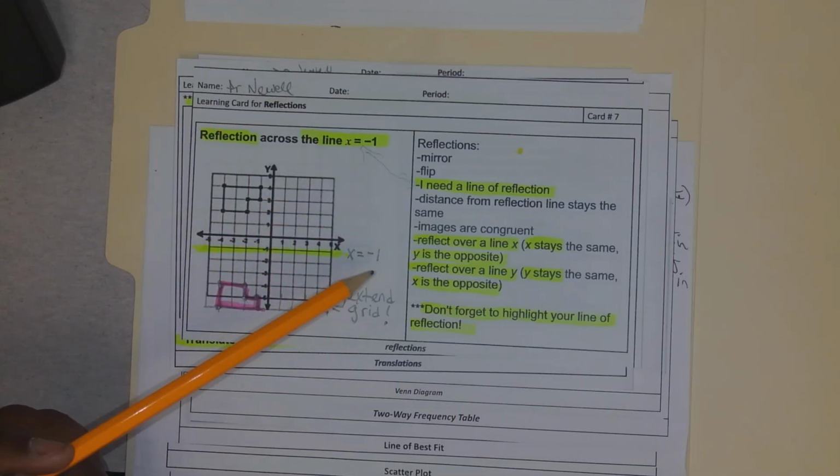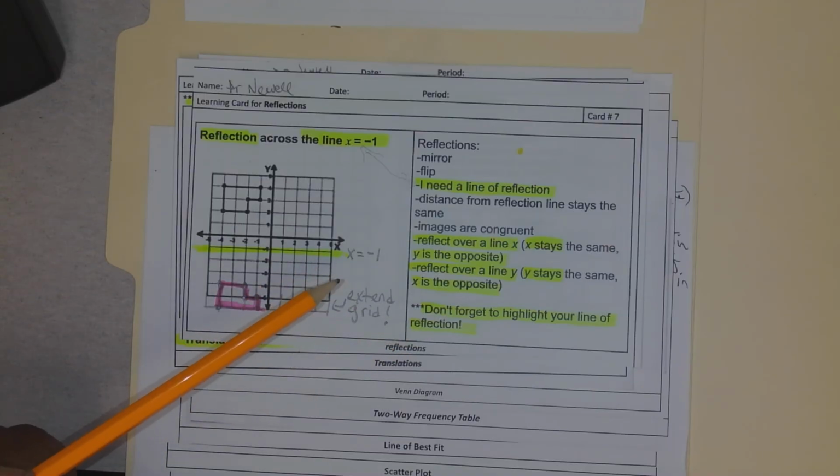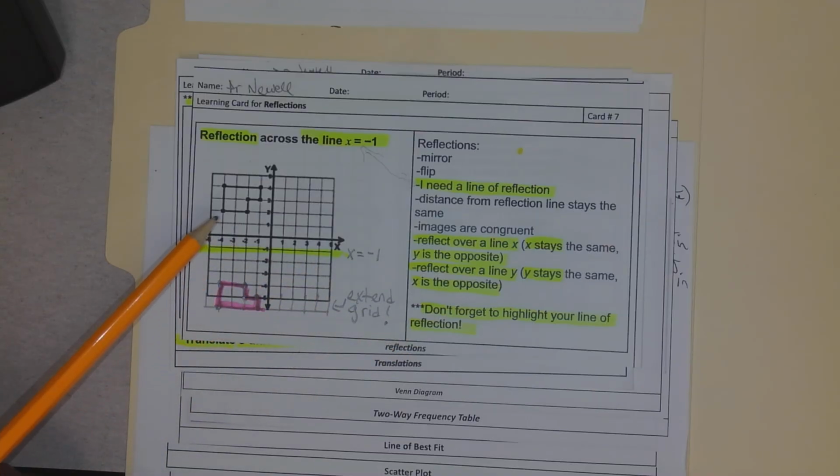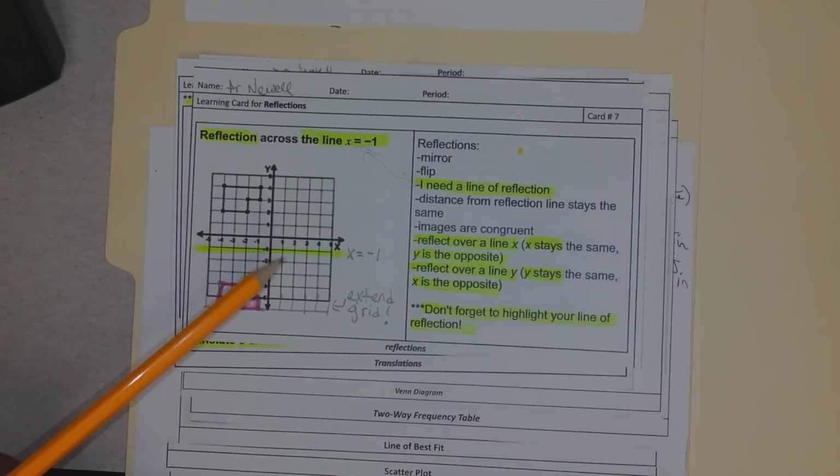Remember, highlight your line of reflection, even on your test. That way I know you know where it is, okay? And then you count from your pre-image to that line, 1, 2, 3. So I know that this point reflected across this line of reflection is going to be 1, 2, 3 points away. And I do that for the rest.